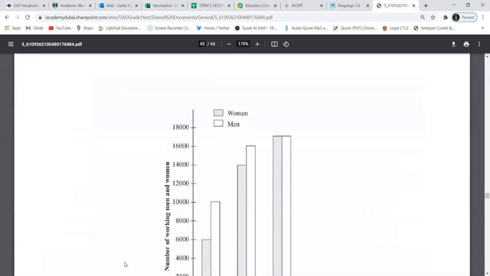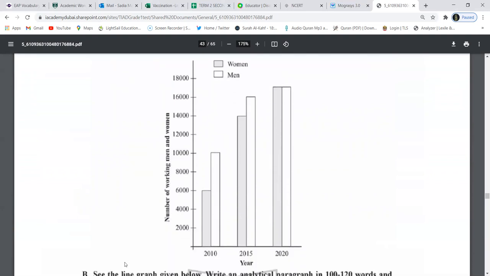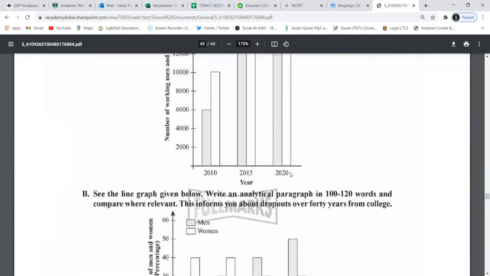Have a look at the graph carefully. Interpret the graph, but do not just say what is given visually. Try selecting one area for comparison. Maybe if you are selecting the darker bar, draw a comparison among them. If you're selecting the white bar or men, select among them to draw a comparison. If you're doing a comparison between men and women in a particular year, select that area. You can select any area and draw a comparison.